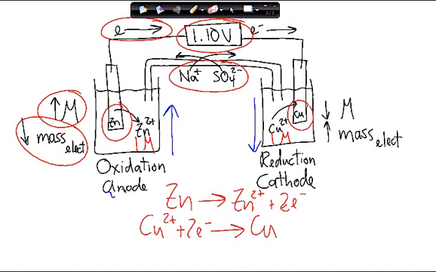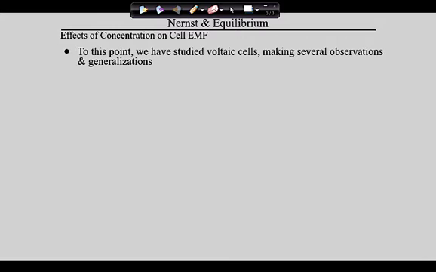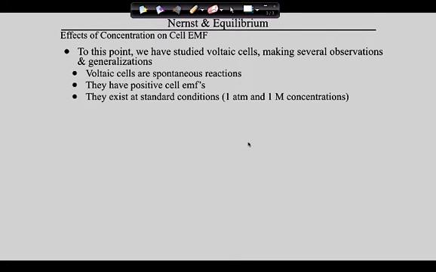Is that okay? Okay, so guys, let's pull that together into maybe a tighter nutshell. So guys, write down what of this you feel you need to, but this is a summary of everything that we've talked about. So here's where we are right now. To this point, we've studied batteries, and we've made these observations. First of all, they're spontaneous. Guys, how do we know they're spontaneous?